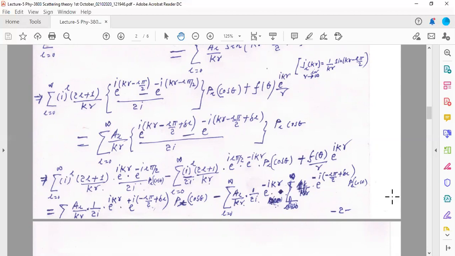Well, friends, I will stop here. In the next lecture, we will proceed further with this same equation, and we will calculate the scattering amplitude that we want to find out, and also the phase shift. So next lecture we will calculate it.